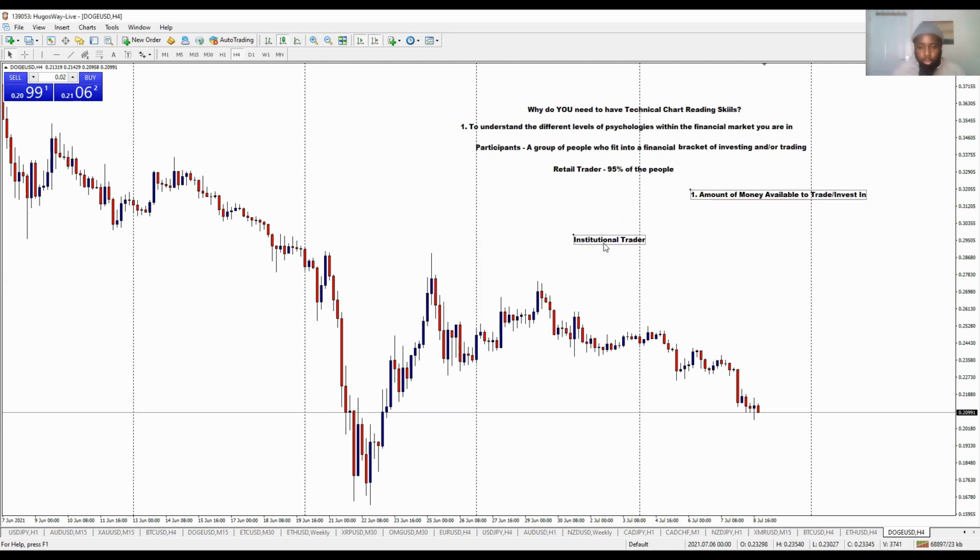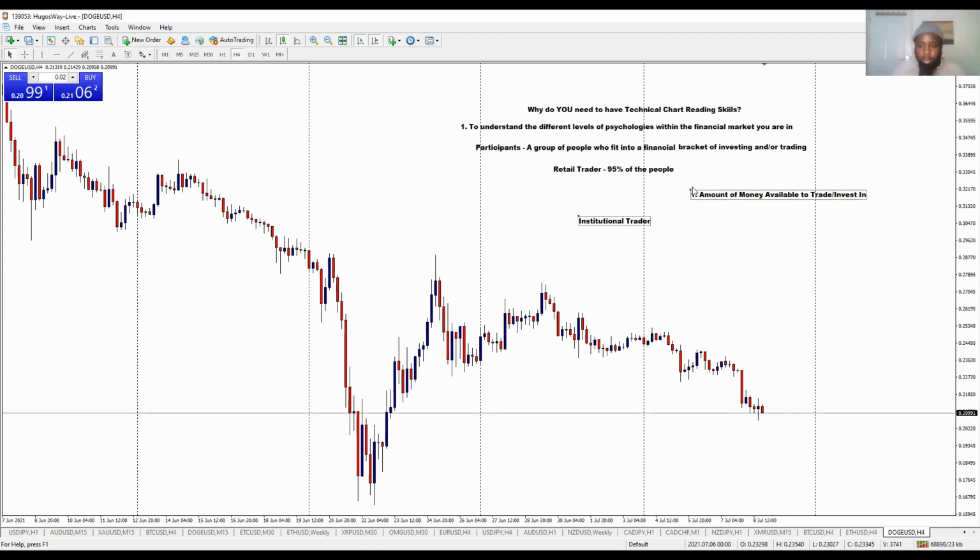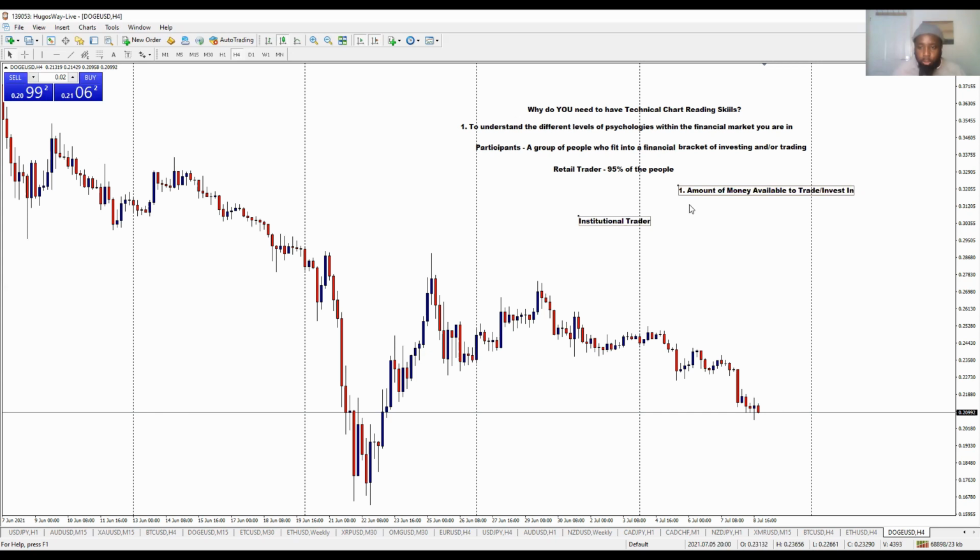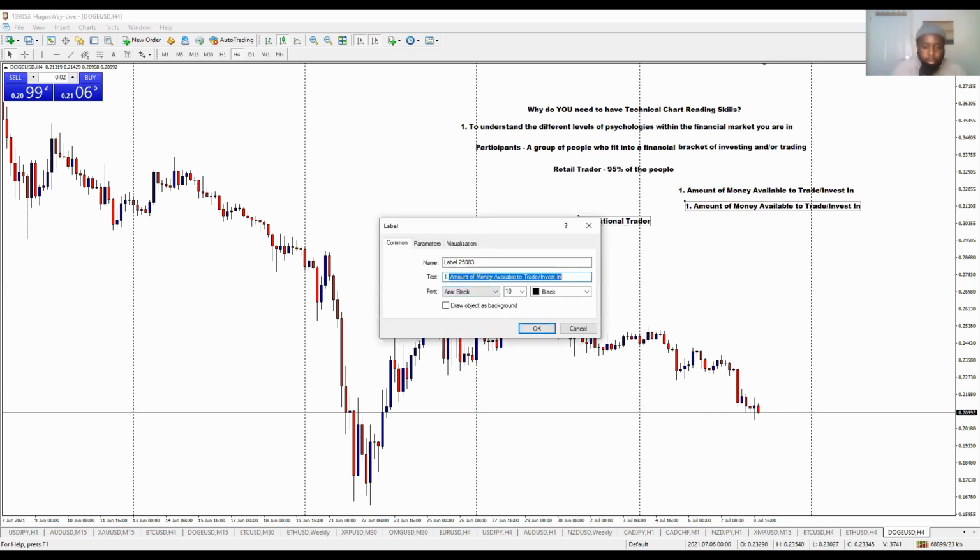So retail traders, which is most people, versus institutional traders: number one, the amount of money available for them to trade in. And number two, the level of insight, information and technology available.